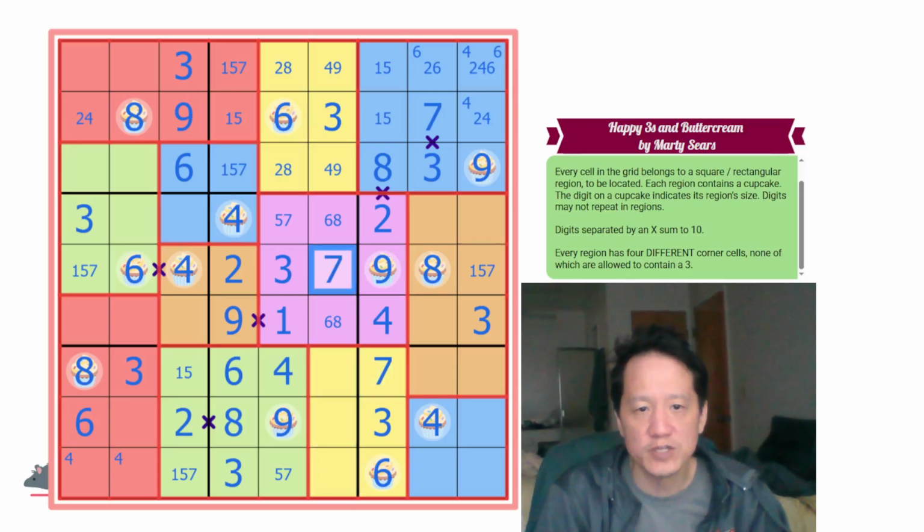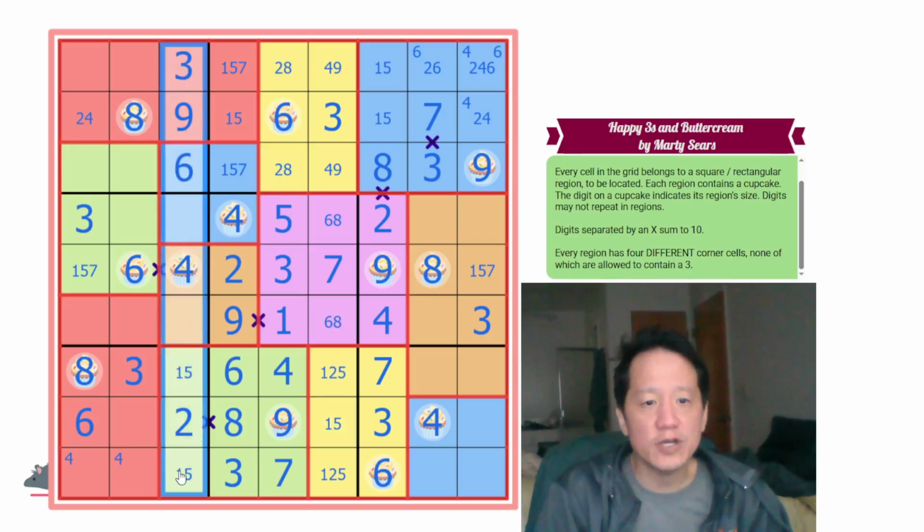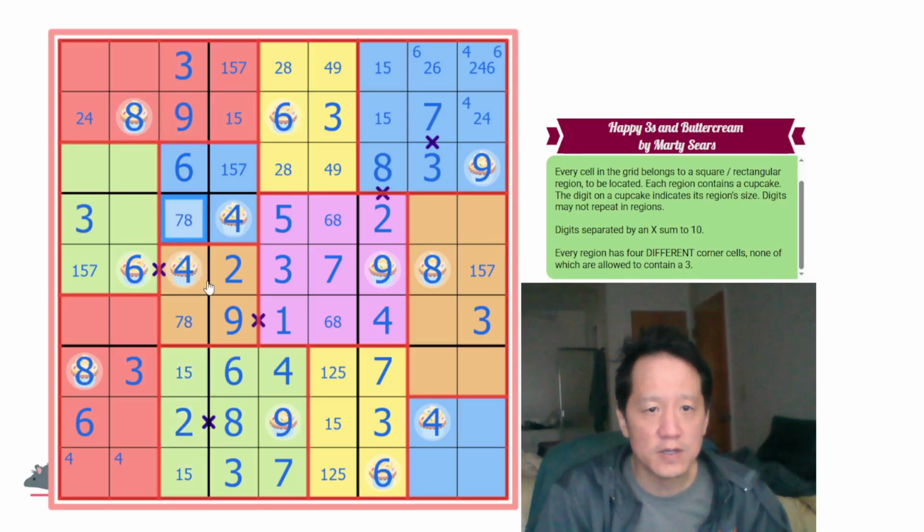So therefore this must be a 7, which makes this a 5, which makes this 7. This can no longer be 7. The rest of this is 1, 2, and 5, and this can't be 2. The rest of column 3 has to be 7 and 8, right? And yes. So this is 7 and 8, which means this can't be 7, this can't be 7.